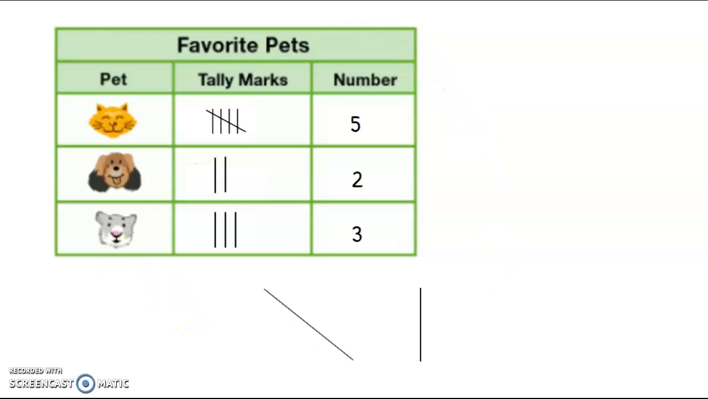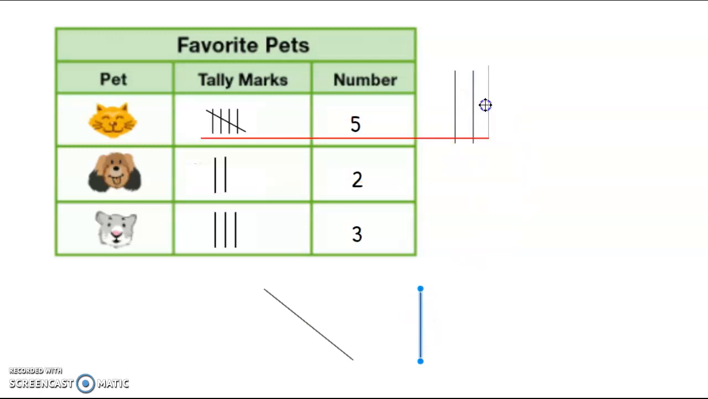So this is what we call a frequency table, or a table where we have collected data about people's favorite pets. So our pets that we have are the cat, a dog, and a hamster. And when we use tally marks, we might go and ask students, what's your favorite pet? And if one person says cat, I'd put a tally mark there beside the name cat. If somebody else said cat, I would add another tally mark.